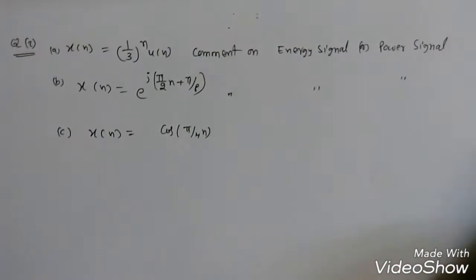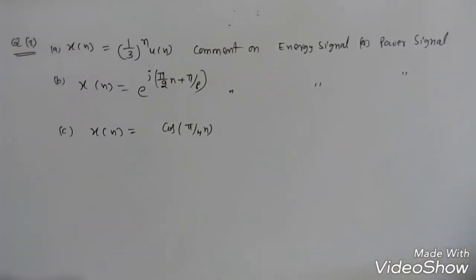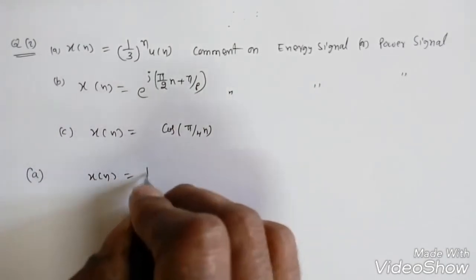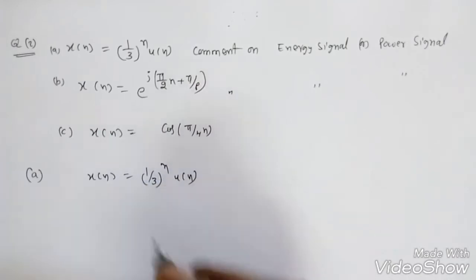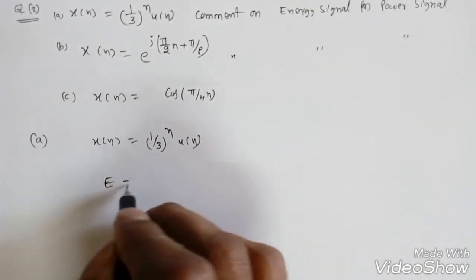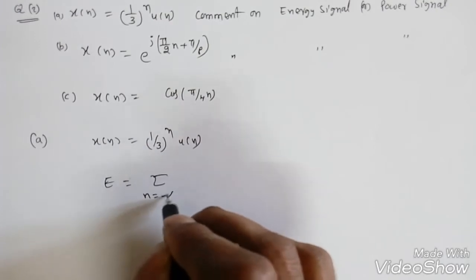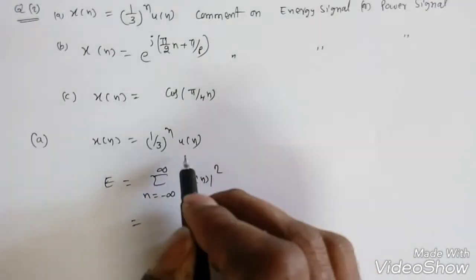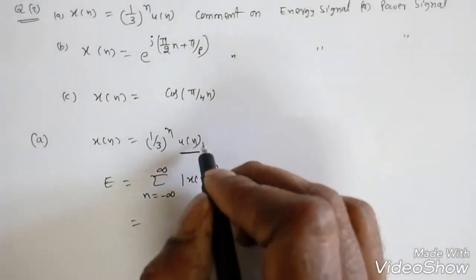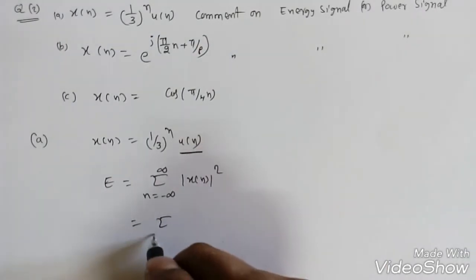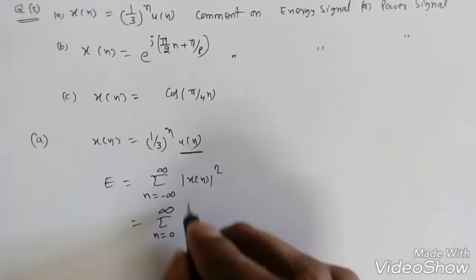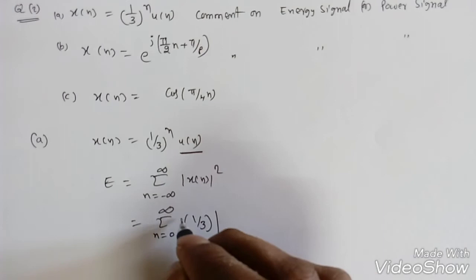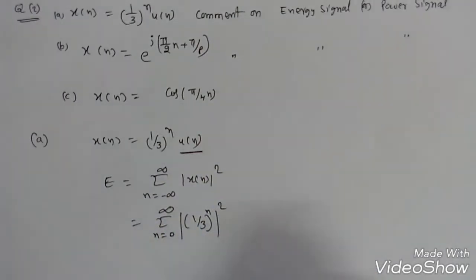So comment on energy signal or power signal. First we'll find the energy and power. For problem A, x of n is given as 1 by 3 power n u of n. What is the formula for energy? Sigma n is equal to minus infinity to infinity mod x of n whole square. Now the moment u of n starts from 0, the limits will become n equal to 0 to infinity, and mod of x of n is 1 by 3 power n square, right?